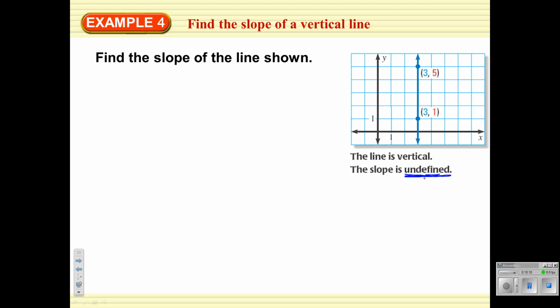The way I say it is it's so steep. It's just a drop off. There's no definition. The rate of change is so steep that there's no way to even define it. It's not a flat line. It's not zero. It's just undefined.